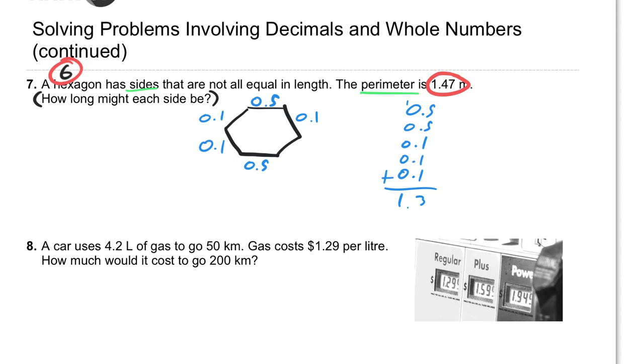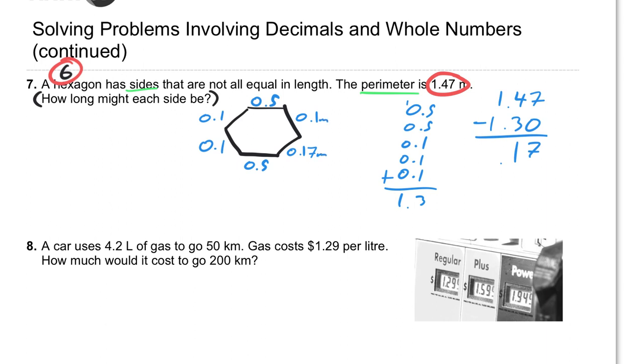And we need 1.47. So if we just go 1.47 and subtract 1.3, then we should figure out how much this last side needs to be. So 7 take away 0 is going to be 7. 4 take away 3 is 1. And we need this one to be 0.17 meters.